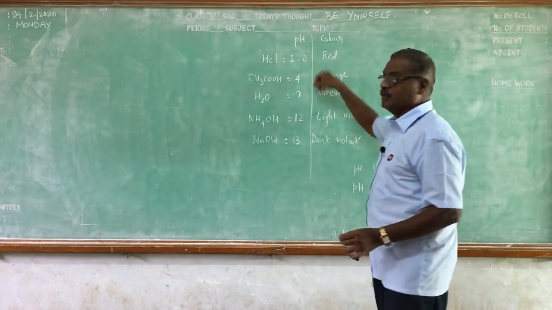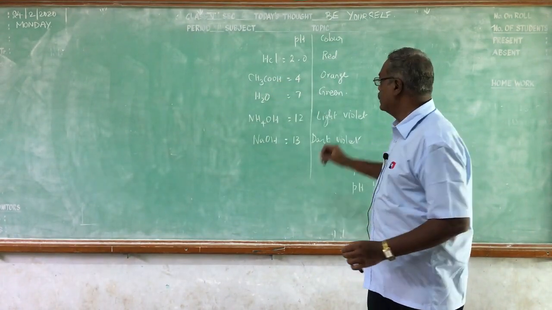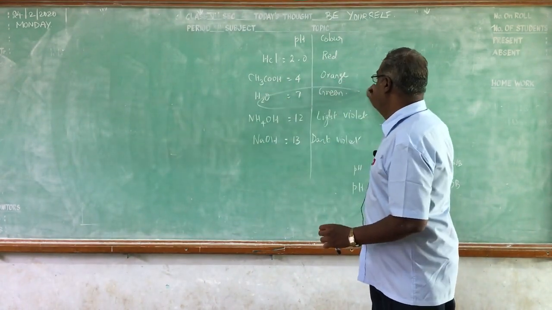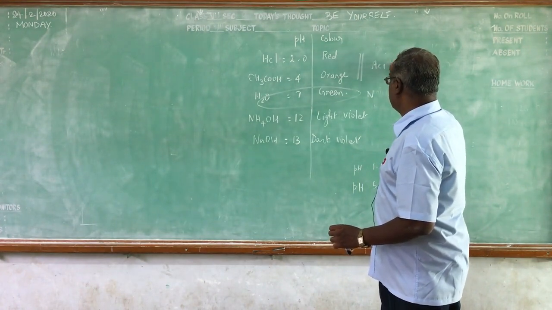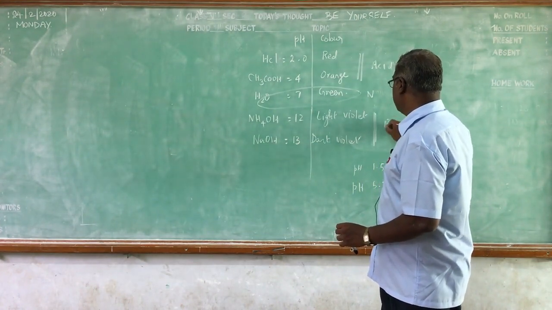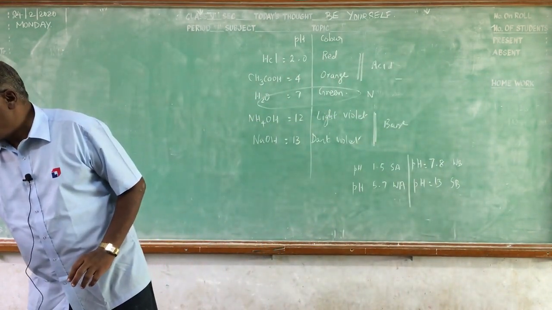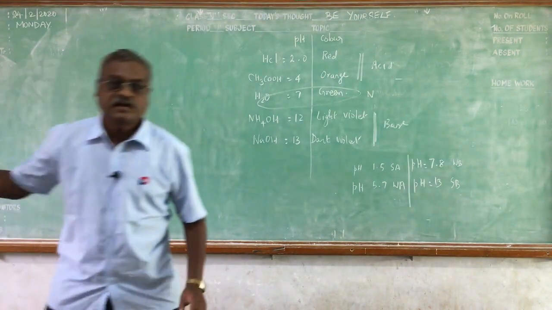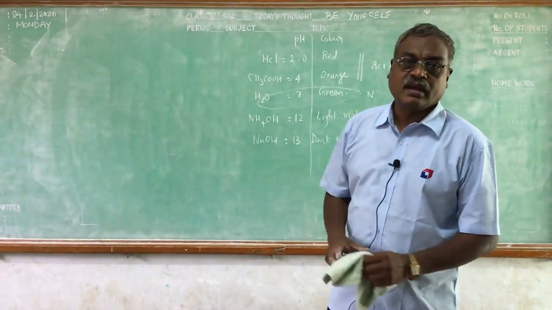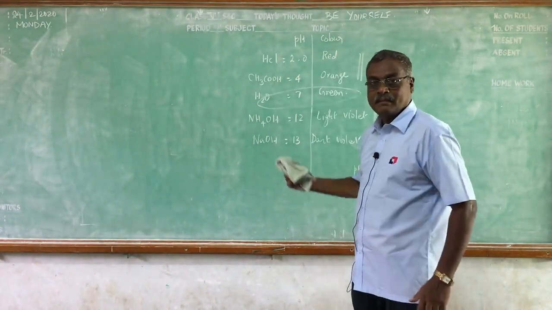So from these values we can say whether it is an acid, base, or neutral. If it is 7, then it is neutral. If it is less than 7, it is an acid. If it is more than 7, it is a base. So these universal indicators show different colors in the acidic medium as well as the basic medium.